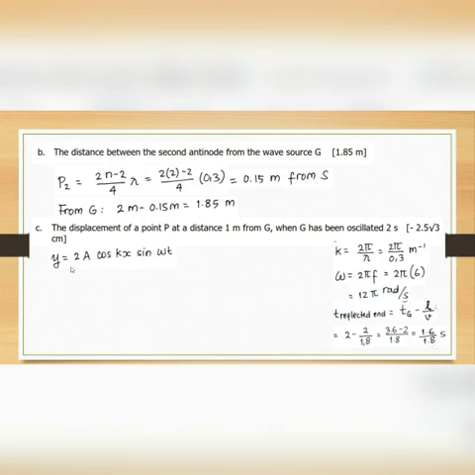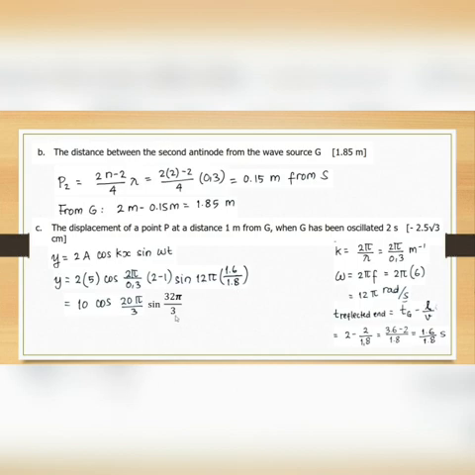Now we will substitute those quantities into this equation. The amplitude is 5. The k is 2 pi over 0.3. This x is 2 minus 1. As I told you before, we have to state x from the reflected end. And this time should be the time of the reflected end. So this is 12 pi multiplied by 1.6 over 1.8. This becomes 10 times the cosine of 20 pi over 3 times the sine of, this is 32 pi over 3.